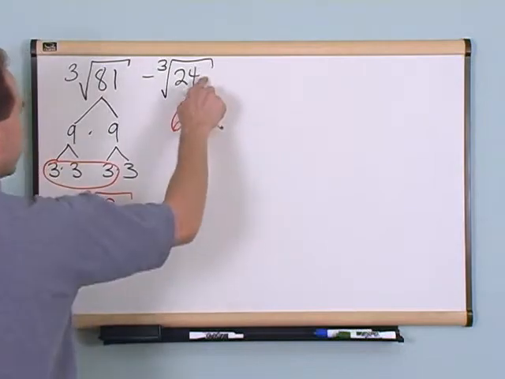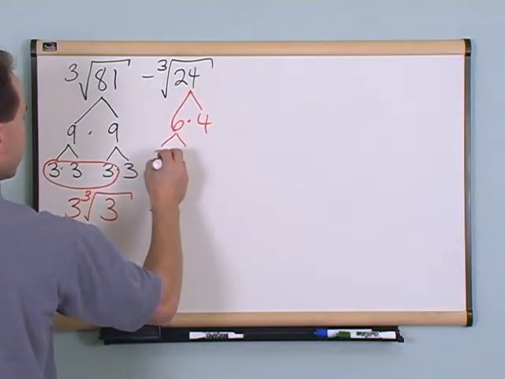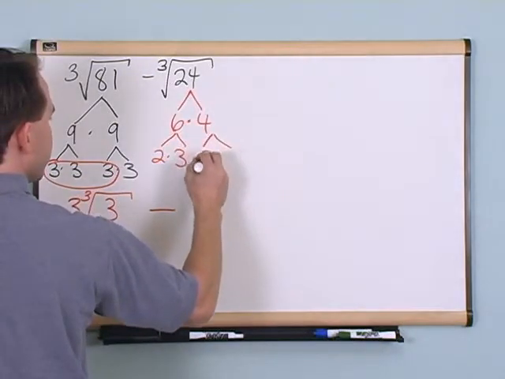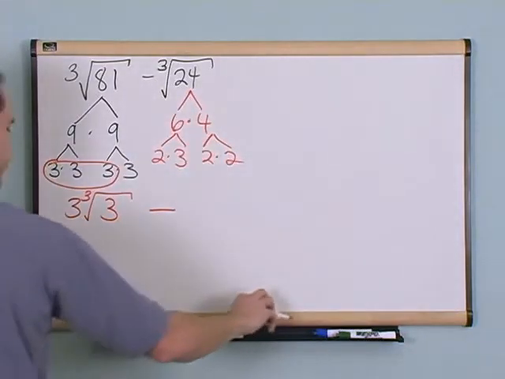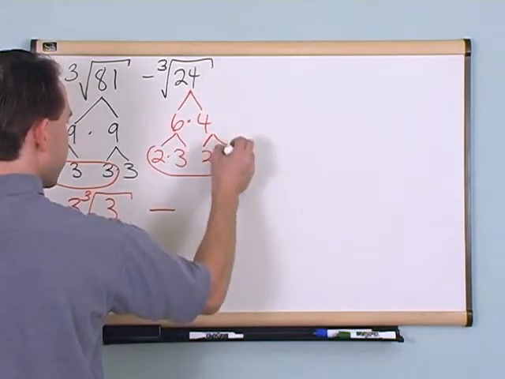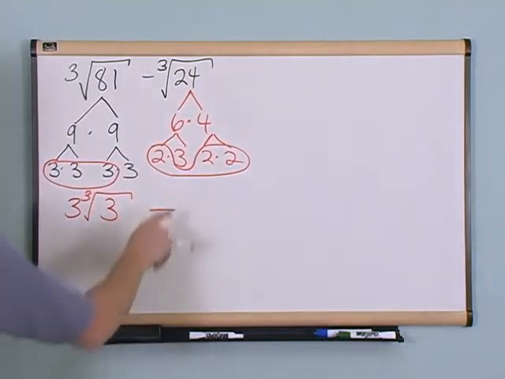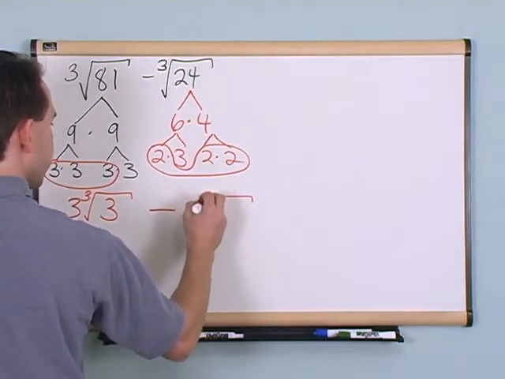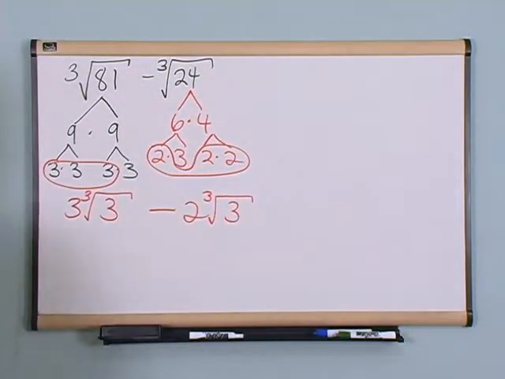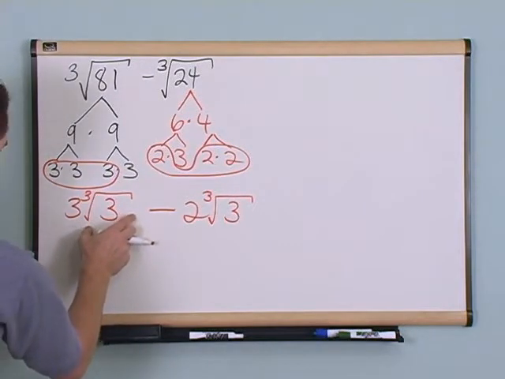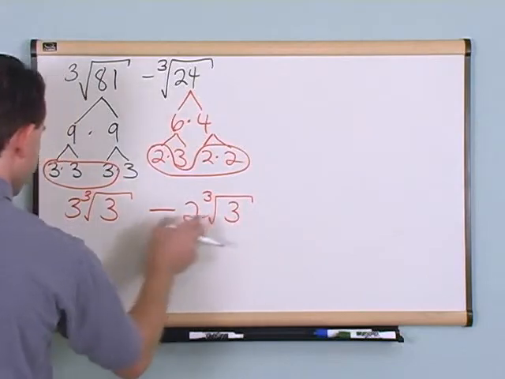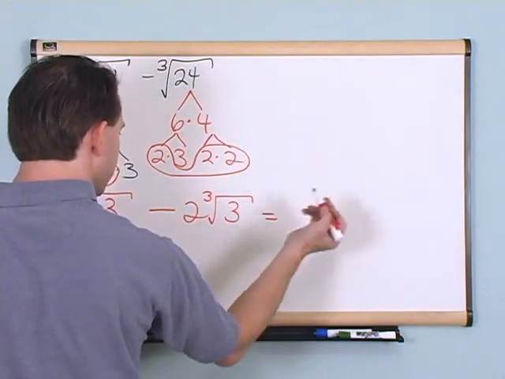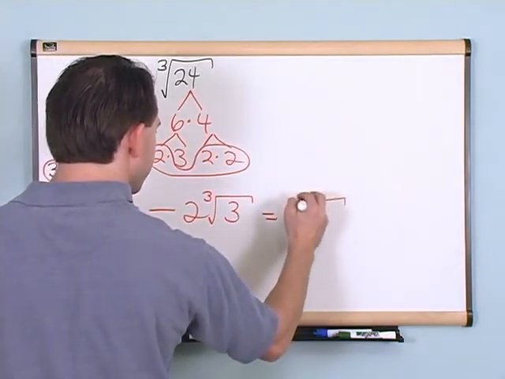6 times 4 is 24. 2 times 3 gives me 6. And over here, 2 times 2 gives me 4. And I found that I have a grouping of 3 right here. So the 2 comes out. Inside, I'm left with the cube root of 3, because that's lonesome, it's left over. Now look what I have here. I've got cube root of 3, and I've got cube root of 3. They're common terms. So I'm just going to end up subtracting these coefficients here. 3 minus 2 is 1. So I'm going to have 1 times the cube root of 3.